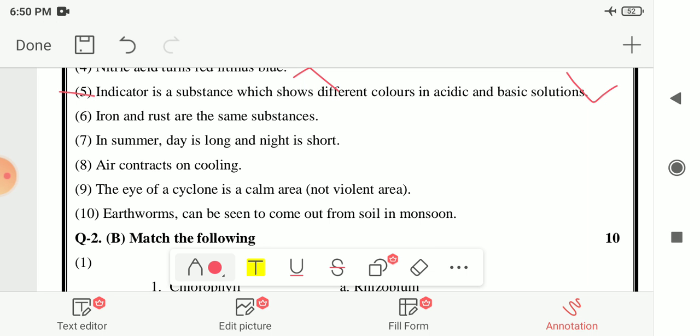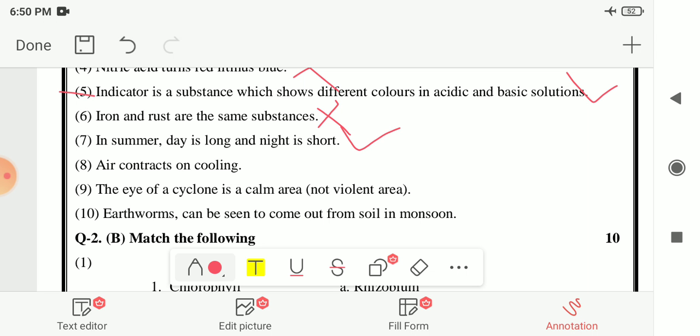Next, sixth number, iron and rust are the same substance. So here your answer is false. These both are not the same substance, as rust is the oxide of iron. Next is seventh number, in summer day is long and night is short. So here your answer is true. In the summer day is long and night is short, and in the winter the situation is opposite. The day is short and night is long.